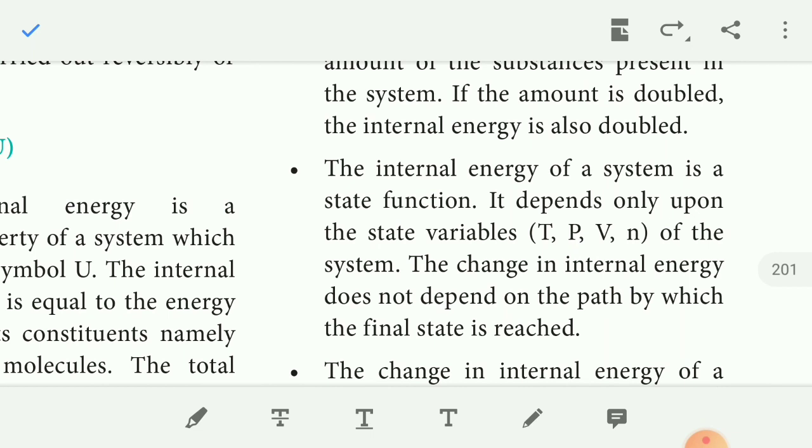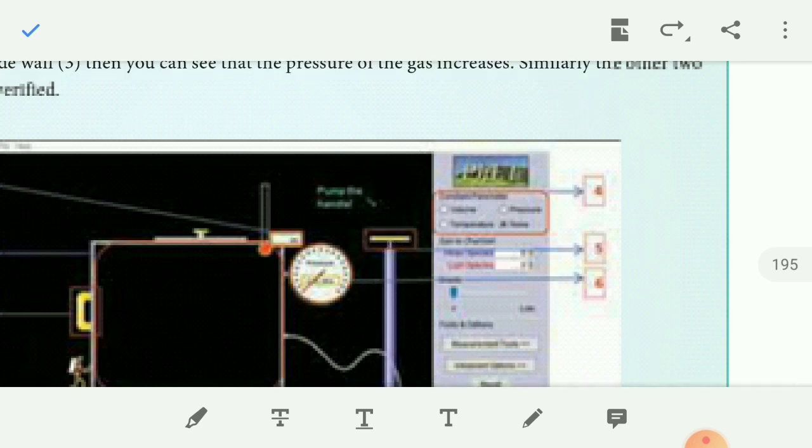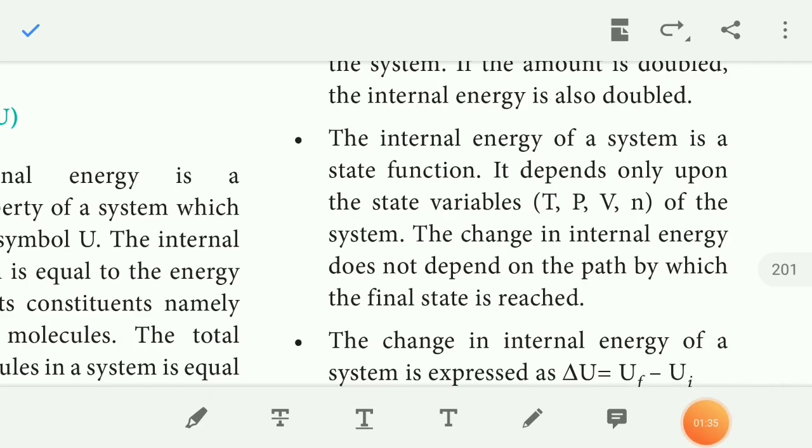What are the state variables? Pressure, temperature, volume and number of moles. So temperature T, pressure P, volume V and number of moles N of the system. The change in internal energy does not depend on the path by which the final state is reached. So the second point: the internal energy of a system is a state function, depending only on the variables of the system.